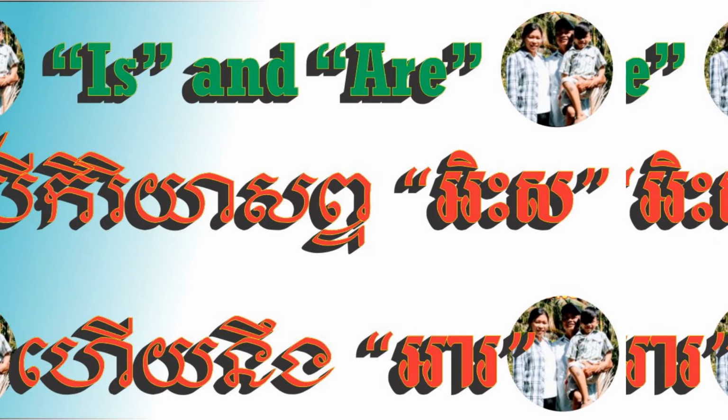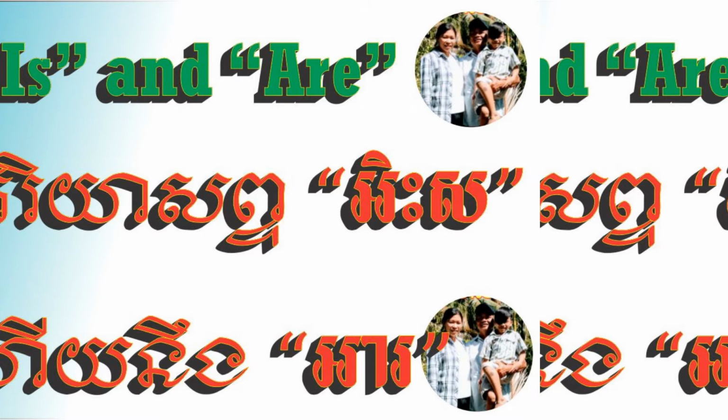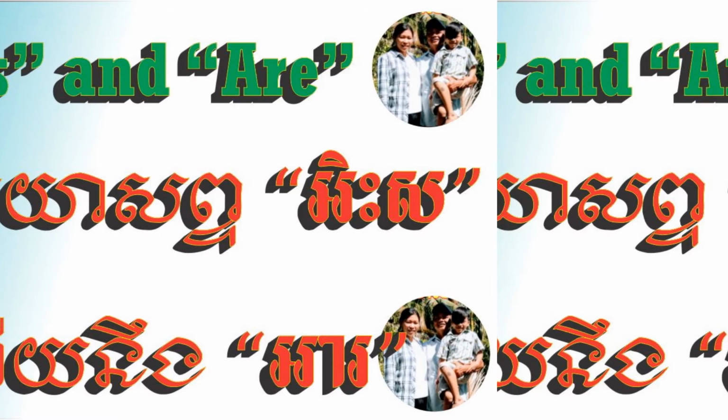Today we're going to learn about is and are, which are part of the verb to be.